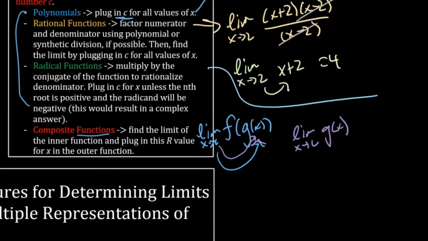Then to find the outside function, you're going to get some value. This is going to be r. What you want to find then is the limit as x approaches r of the outside function. And that's how you'd find that value. Remember, you're not plugging in c in the outside function, you're doing r. And that is topic 1.6.